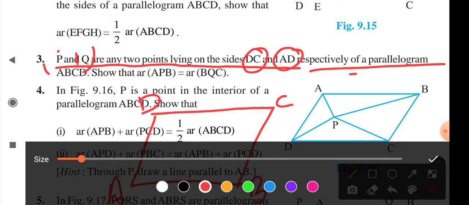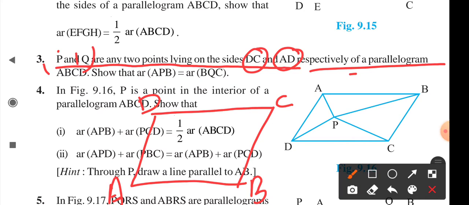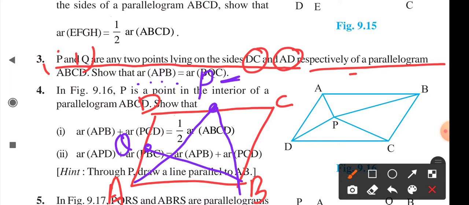So I will take the 2 points P and Q. Inside DC, you can see that this is the DC side, so I will write P, and on the AD side, one point is Q. Now what do you have to find out? The area of APB is equal to the area of BQC. That means first we have to join APB, and it's B, Q and C.